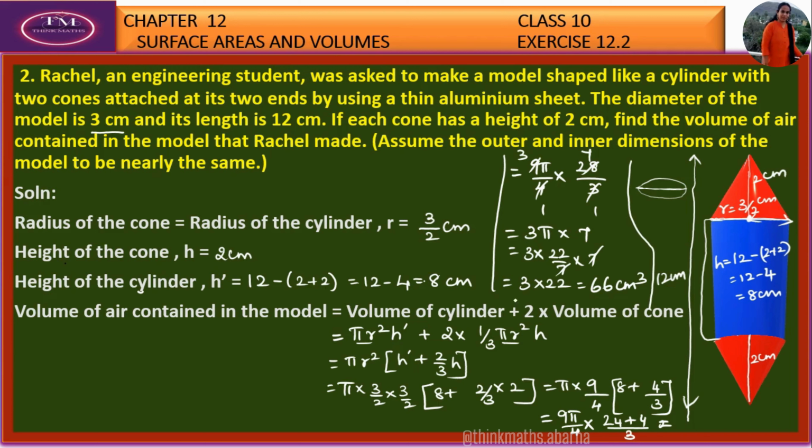So this is the volume of the solid contained in the model. Okay, children, I hope you can understand this example. It is very simple. We just have to find out the radius of the cone and cylinder and the height of the cone and cylinder, and substitute the values. You can substitute the value of pi at the end, so that the cancellation will be very easy. So the answer is 66 centimeter cube. So moving on to the next problem.